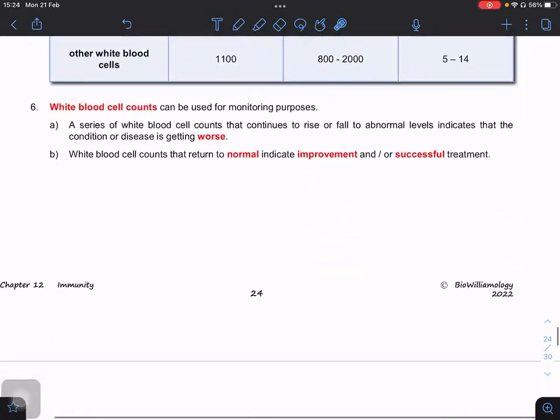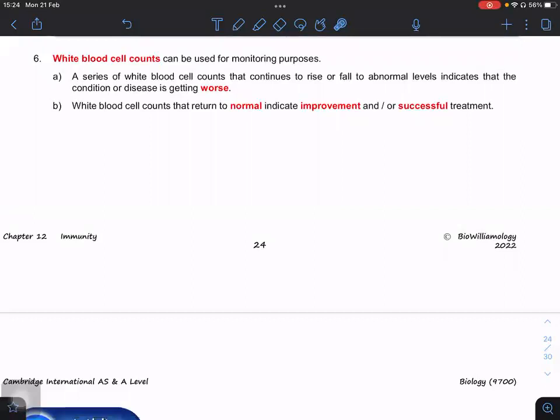So why do we need to do the white blood cell count? The white blood cell count can be used for monitoring. For example, a series of white blood cell counts that continue to rise or fall to an abnormal level indicates that the condition of the disease is getting worse. Are you clear? A white blood cell count that returns to normal indicates improvement or successful treatment. So we can use it as an indicator for treatment.